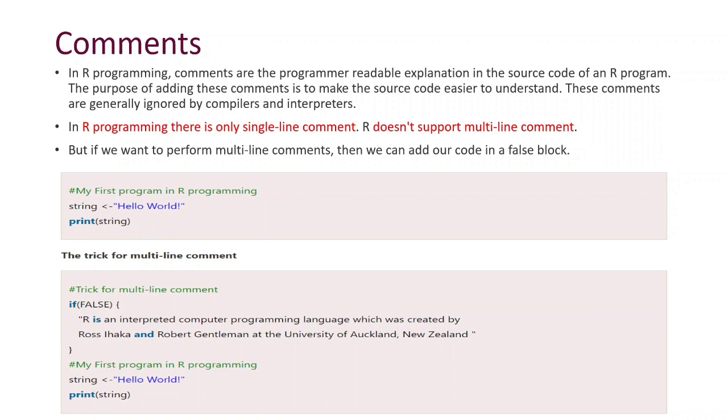R doesn't support multi-line comments, but if we want multiple lines in the source code to give some more information to the programmer, we need multi-line comments. For that, there is a trick in R. You can see here, put if (FALSE) with curly braces open and close. Between them, within double quotes, you can write everything that you want in a multi-line comment. Okay, so let's try to code it.